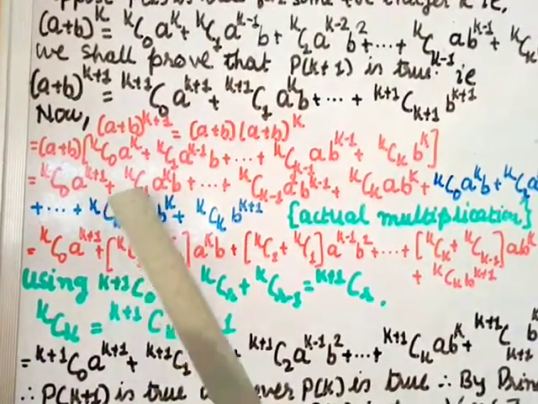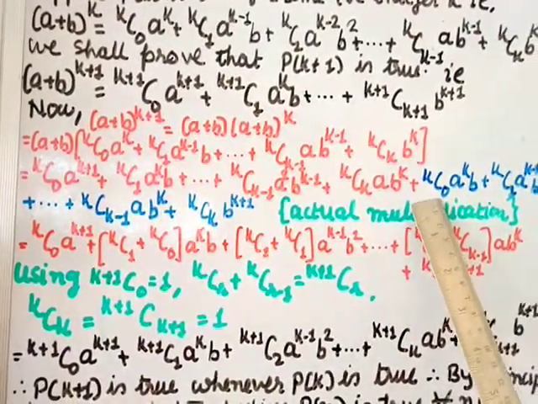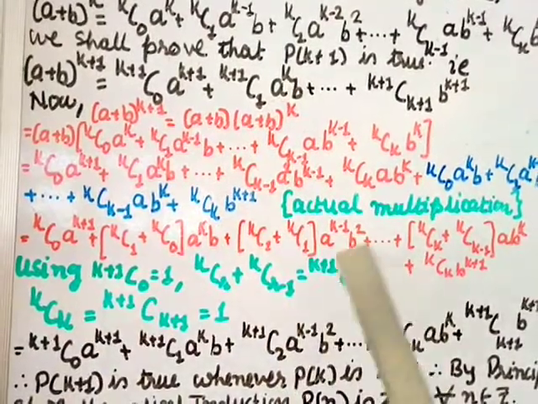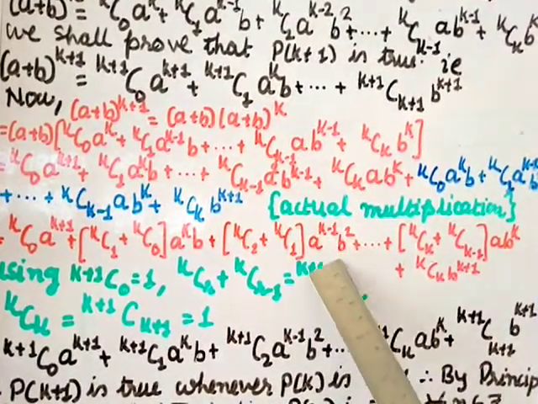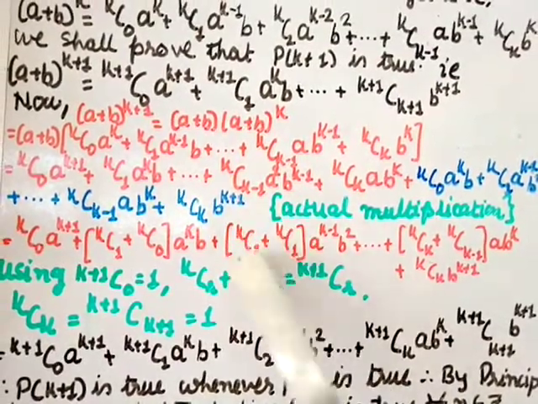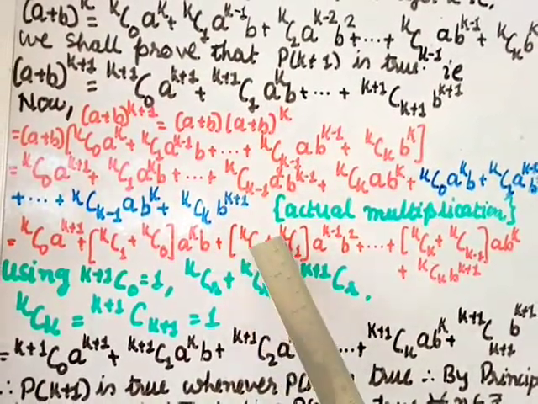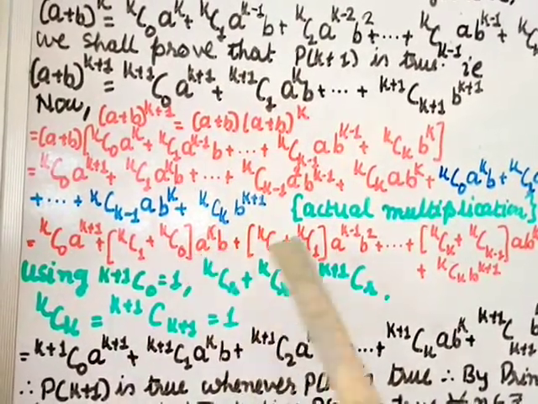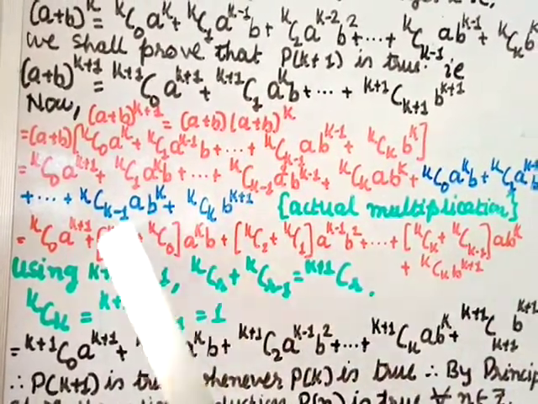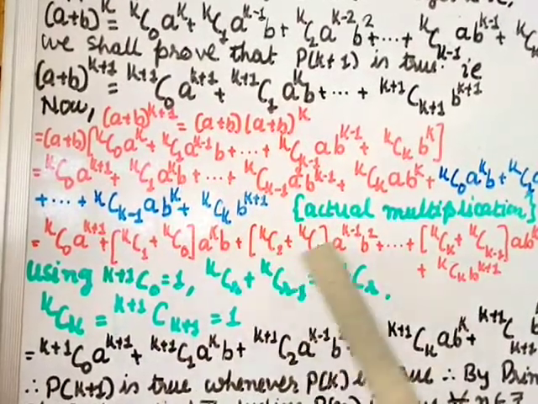Here remains kc1 plus here remains kc0, plus similarly the next term, you can take common a power k minus 1 into b square, and the remaining will be kc2 plus kc1. You can just remember that in all the successive terms the power of a will decrease by 1, and the power of b will increase by 1.